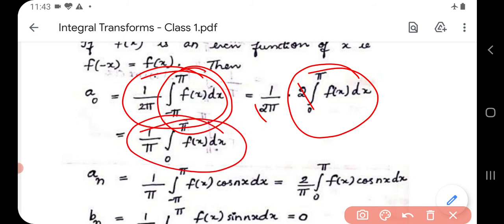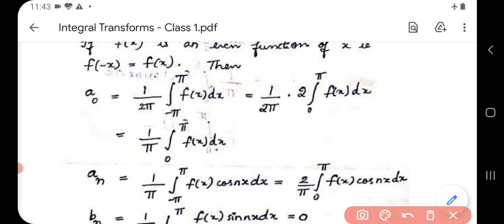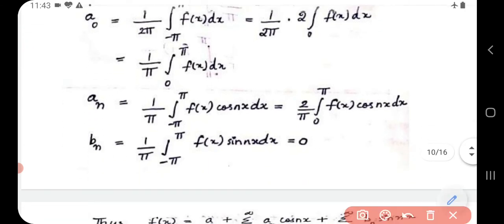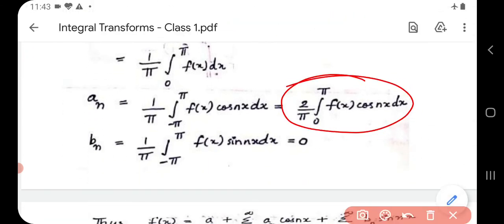So if the given function f of x is even, the formula to calculate a0 is 1 by pi, integral from 0 to pi of f of x dx. Similarly, the formula to find an is this one, and bn there is no need to find out, it will be 0 for an even function.